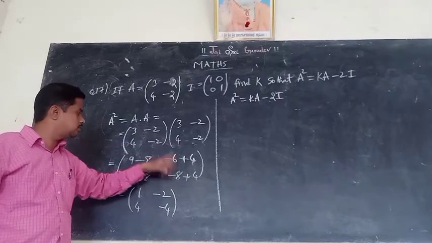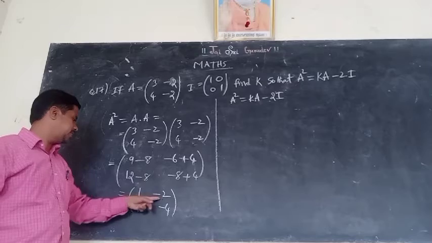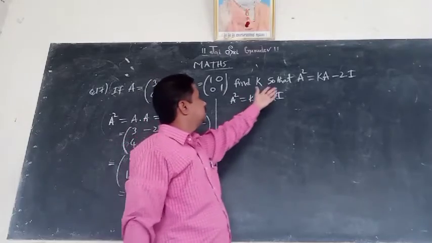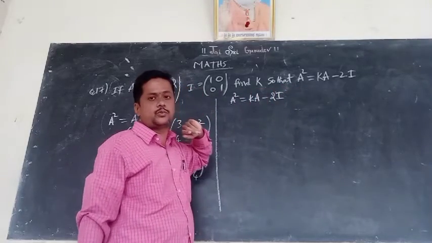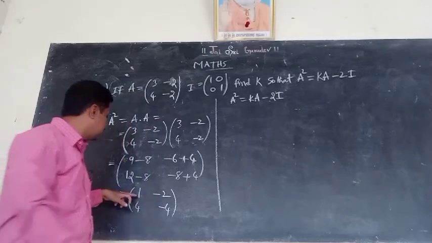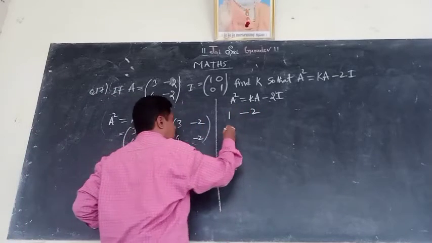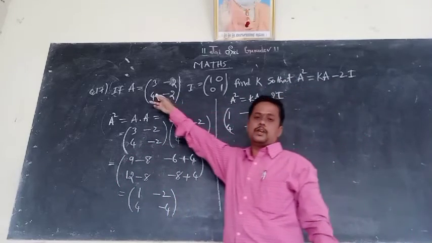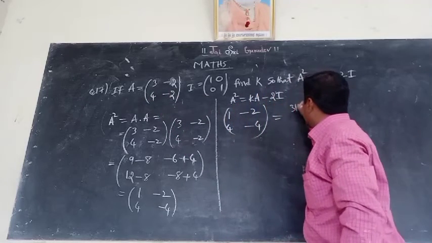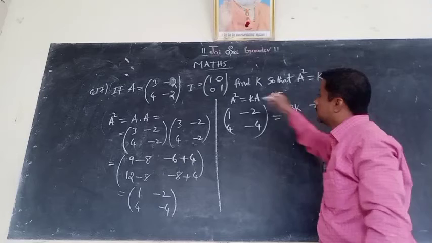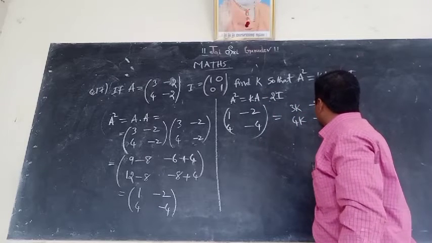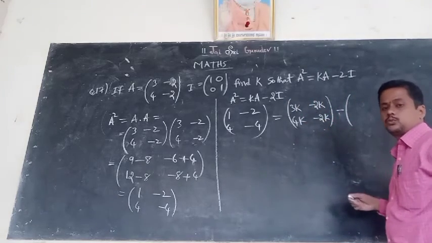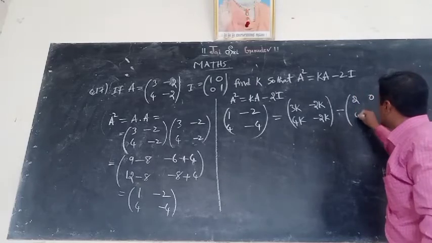Like that, the second row will be the same. The answer will be 1 minus 2, 4 minus 4. Simplify it, very easy. Next consider A square is equal to kA minus 2I. Write down the A square value: 1 minus 2, 4 minus 4 is equal to kA, k into A already given. Now kA means 3k minus 2k, 4k minus 2. Minus 2I, where 2I means 2 times the identity matrix, 2 0 0 2.